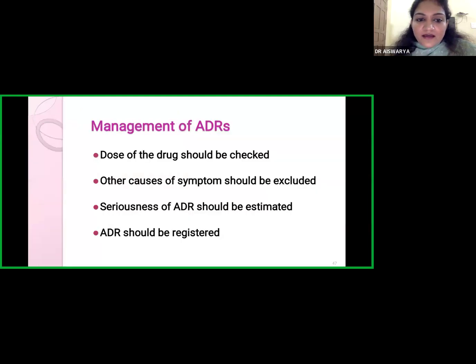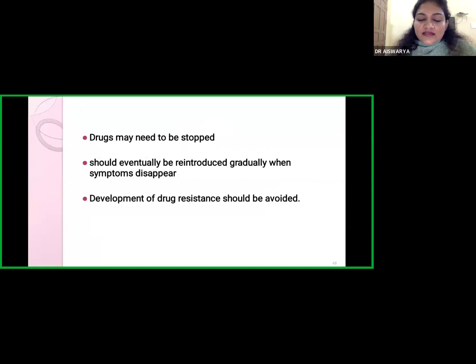Next. If any adverse drug reaction is reported, the patient's dose of the drug should be checked. Other causes should be ruled out. Seriousness should be estimated, and the event should be registered in the NIKSHAY portal. Then the drug needs to be stopped, and we need to reintroduce it gradually, one by one, when the symptoms disappear. And we need to ensure that drug resistance is not developed meanwhile.